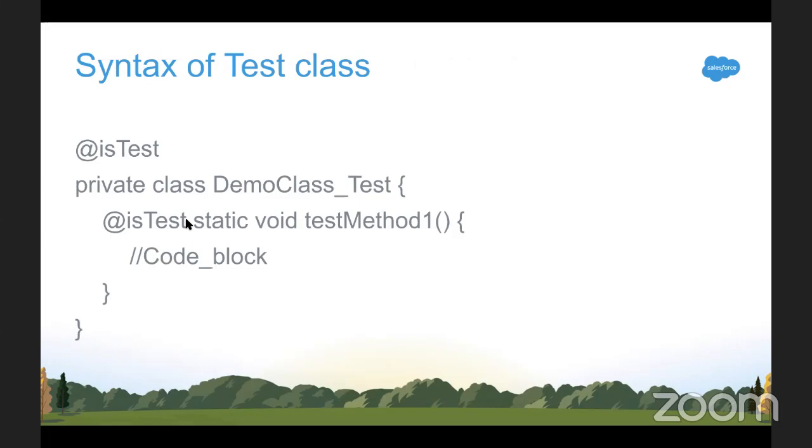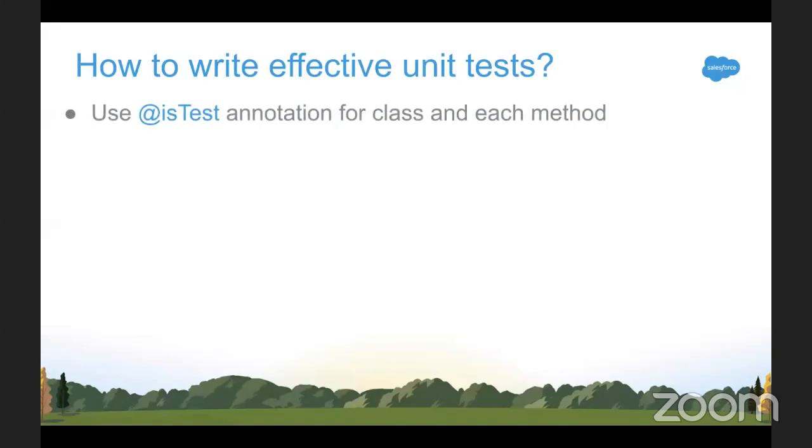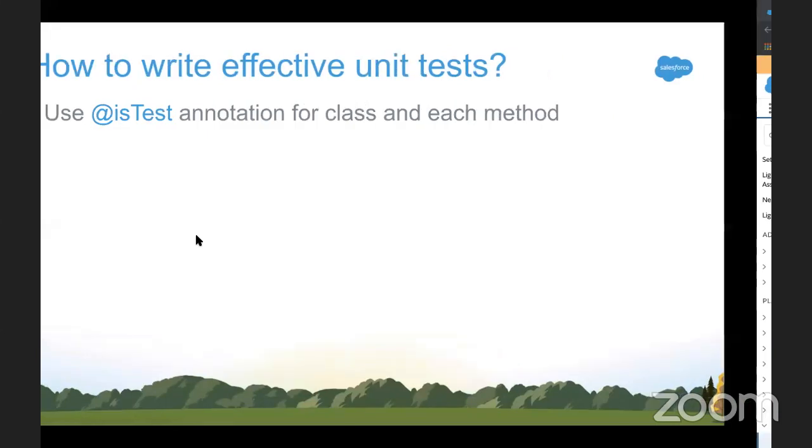And let's see how to write an effective test class. While you're developing as a developer, you have to consider a few things before you develop a unit test. Each and every Apex class, whatever you've written or are going to write, should be marked with an annotation called @isTest, for a class and for each method. Let's see a quick live example.